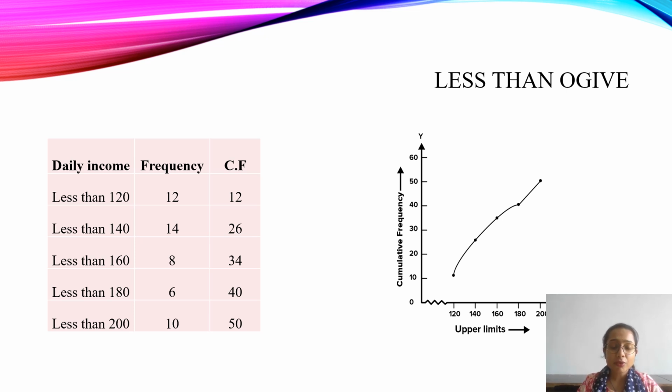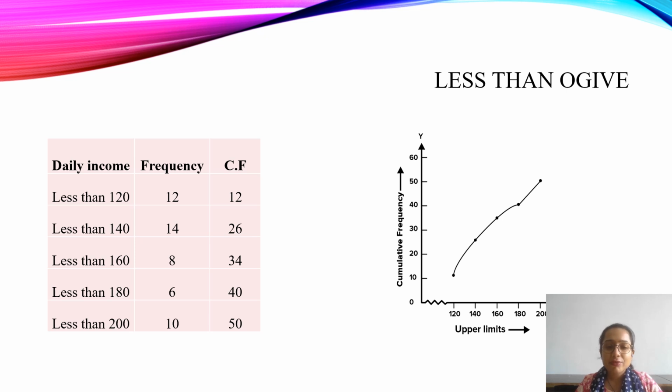firstly, you have to add the frequencies serially. For example, the first frequency is 12. So you just write 12 as it is in the CF column. The next one is 14. So you have to add the first two frequencies, that is 12 plus 14, which is equal to 26. So it is your second CF. Then the third frequency is 8. So again you have to add all three frequencies, that is 12 plus 14 plus 8, that is 34. So 34 is your third.